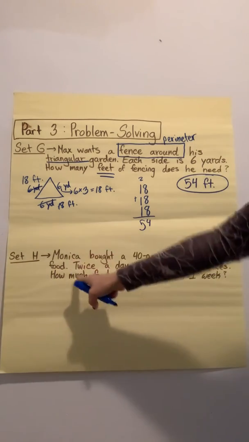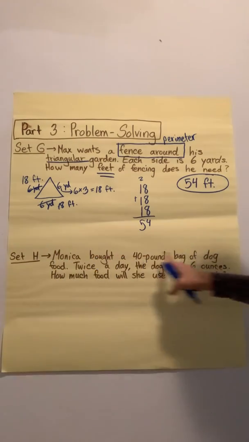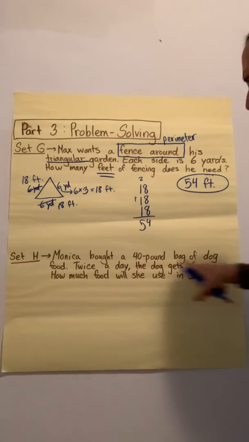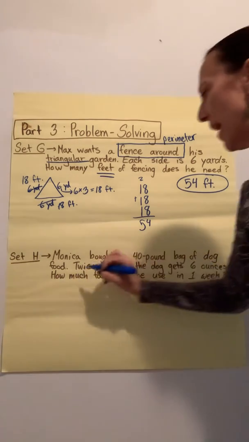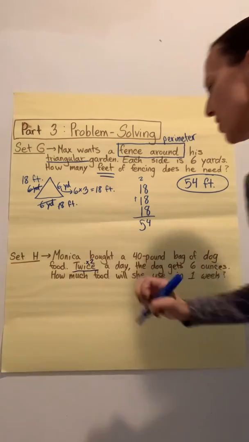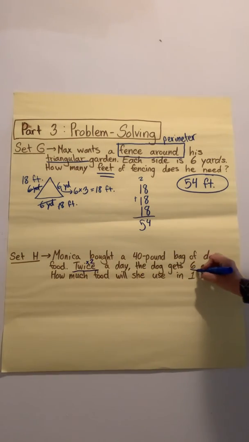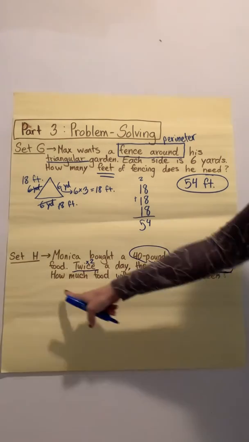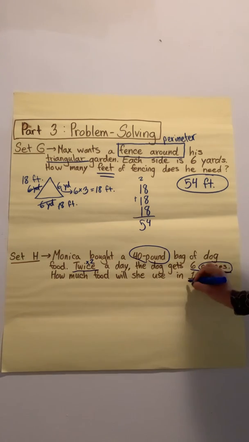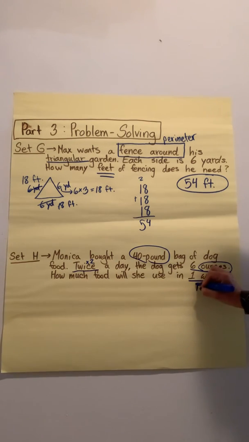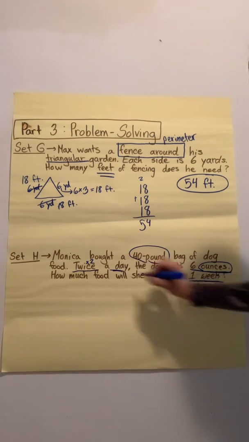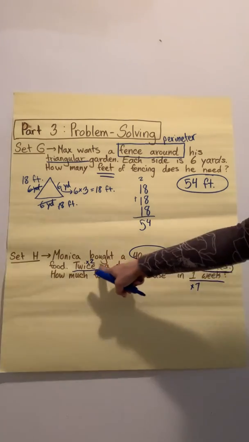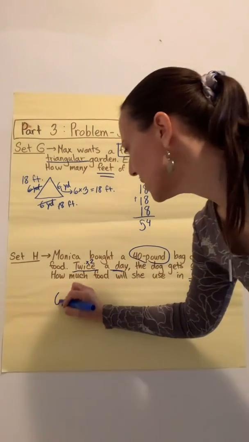Okay. Finally, in set H, here's a multi-step problem for you. Monica bought a 40-pound bag of dog food. Twice a day, ooh, there's a sneaky number in there. That means times 2. The dog gets 6 ounces. Oh, so I see this is in pounds, but this is in ounces. How much food will she use in 1 week? Another sneaky number. That's, if this is a day and this is a week, I'm going to have to do times 7.